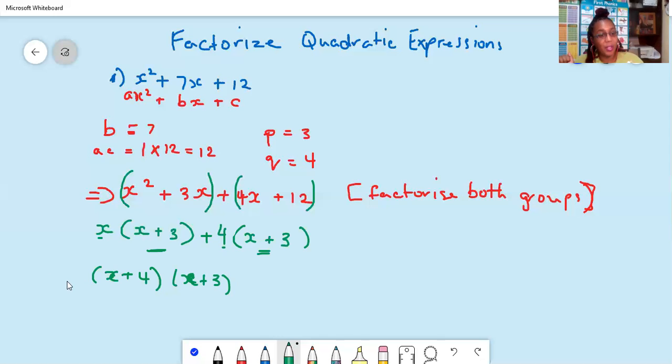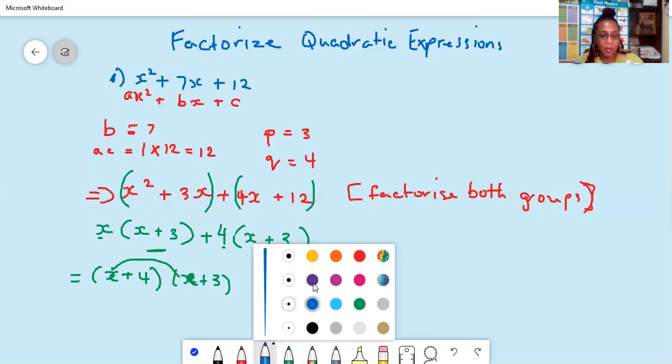So it looks just like a binomial. And we could always double check, as I always say. So you have x by x. Let me put this in a different color. Trying to get the color purple.